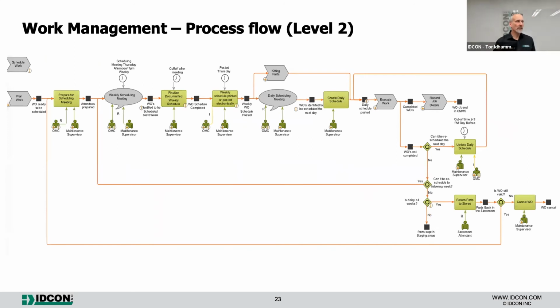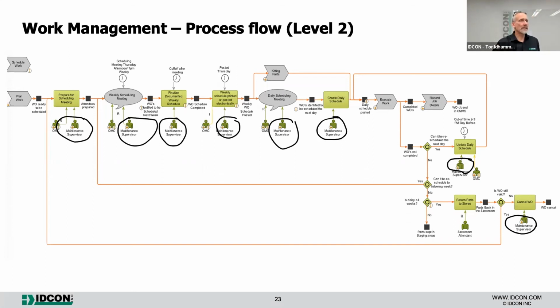This is also a bit hard to read, I know that, but here's the scheduling work. And you see the green boxes are tasks. It doesn't matter what they say at this point, and they have some meetings and so forth. But you see each task has a person or a role. The green is the role attached to it. So weekly schedule is printed and posted or posted electronically, whatever. And that's done by the OMC and the maintenance supervisor. And you have one responsible and one that could be informed in this case.